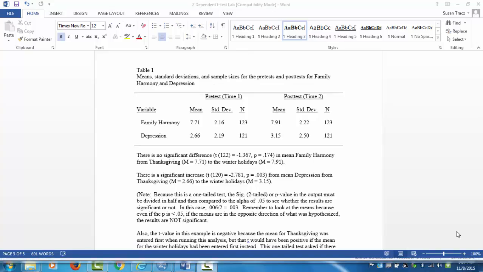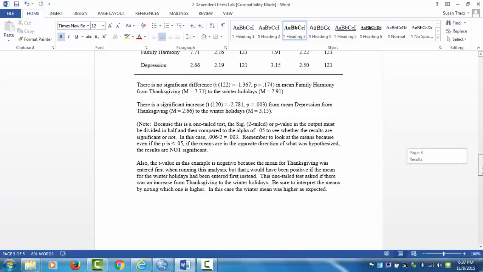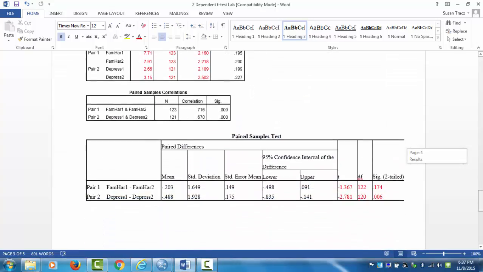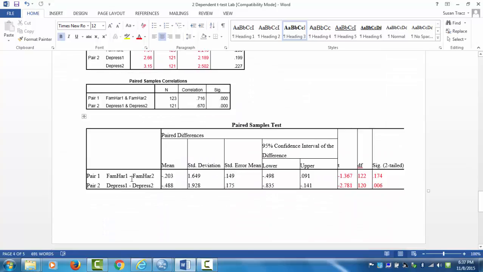So the next thing I'm going to do is to look at my output here for family harmony. So let's go down to the output. And you notice there are 2 rows here under the paired samples test. So my pair 1 is for family harmony 1 and family harmony 2. And my T here is minus 1.367. My degrees of freedom are 122. And my probability is 0.174.